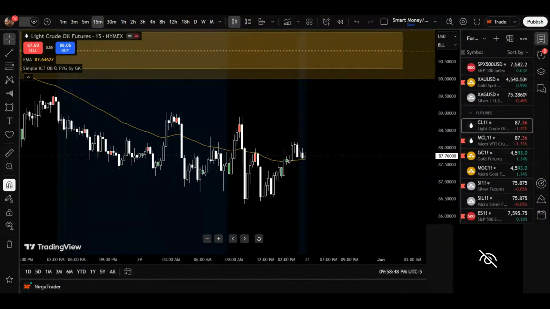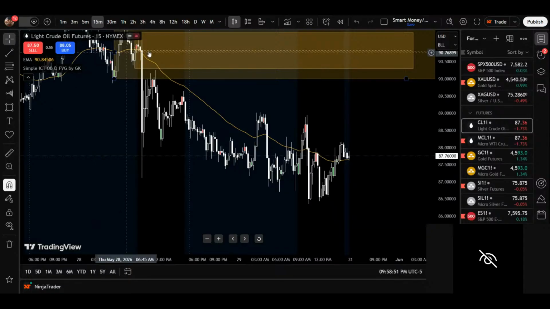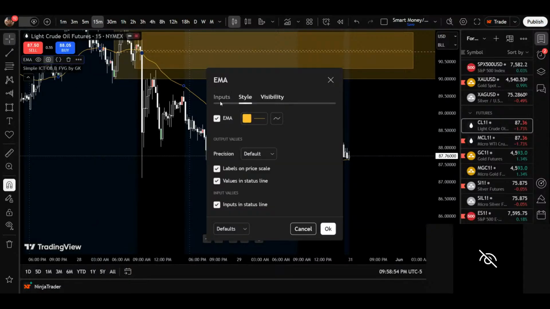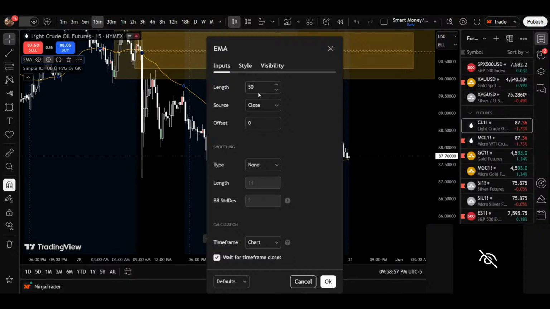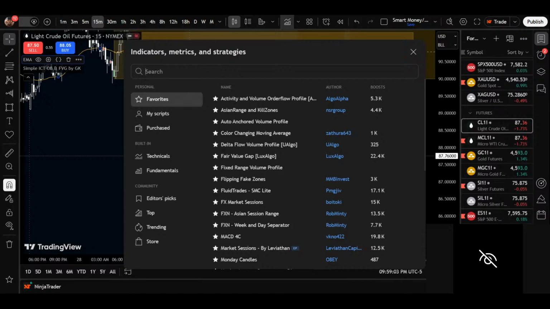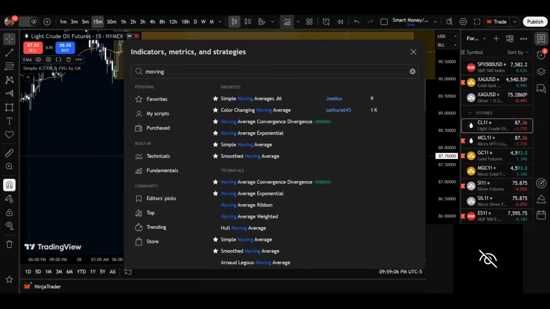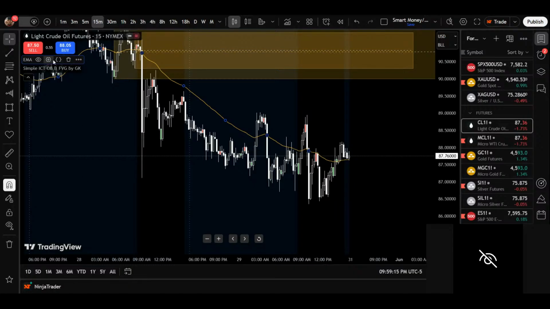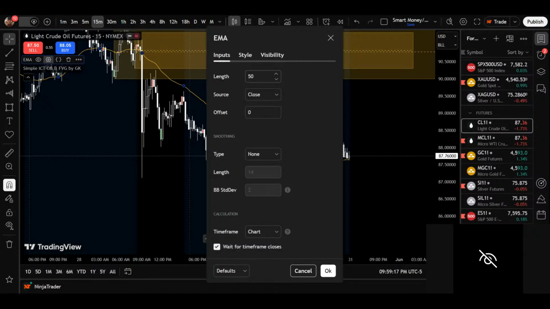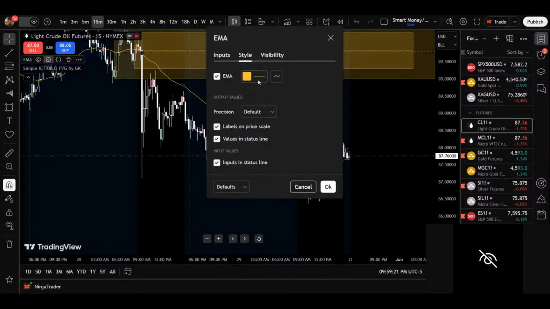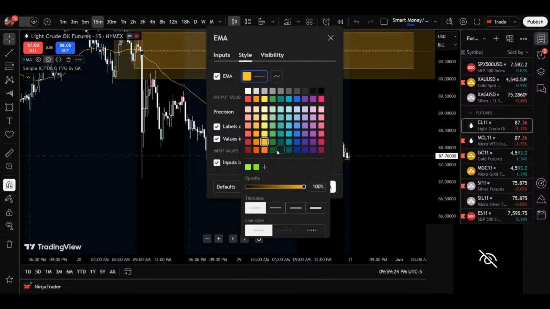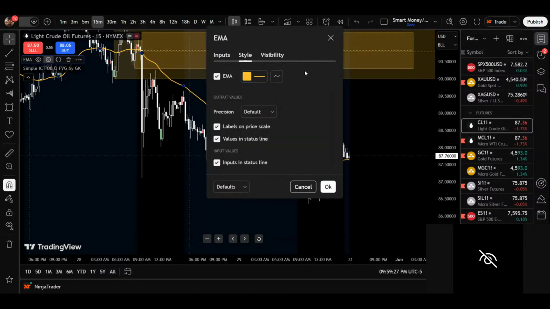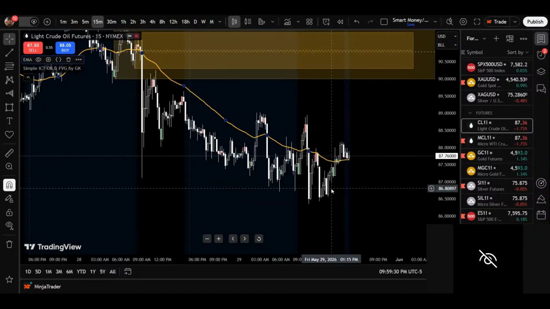For my EMA 50 settings, all you do is change the length to 50. Go to indicators, type in moving average exponential. That's it right there. Click on that, and all you do is change the length to 50. Go to style. You can change the color and the thickness if you want to. In fact, I'll make mine a little thicker. Boom.